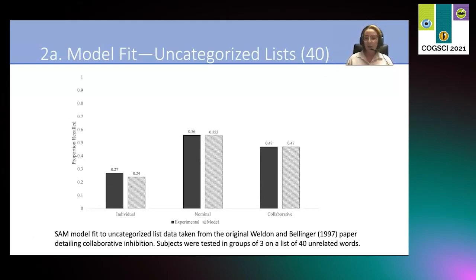All right, so first of all, we're going to look at the uncategorized list data. So the experimental data shown in this figure is taken from the original Weldon and Bellinger paper from 1997 that first detailed collaborative inhibition. In this study, they were looking at groups of 3 subjects, recalling together from a list of 40 unrelated words. And so, as we can see, the experimental data is in black here, and the model reproduction is in stripes. And you can see that the model is indeed showing collaborative inhibition. So the collaborative models here are able to recall less than the nominal groups of models.